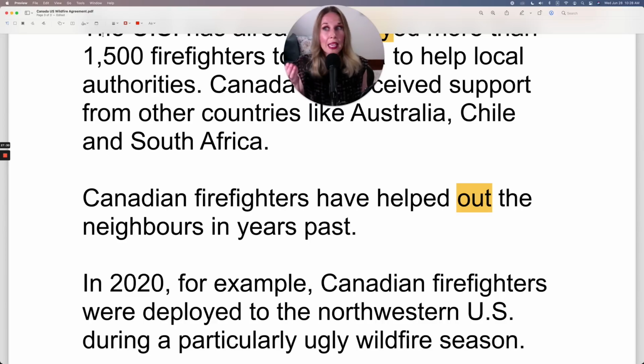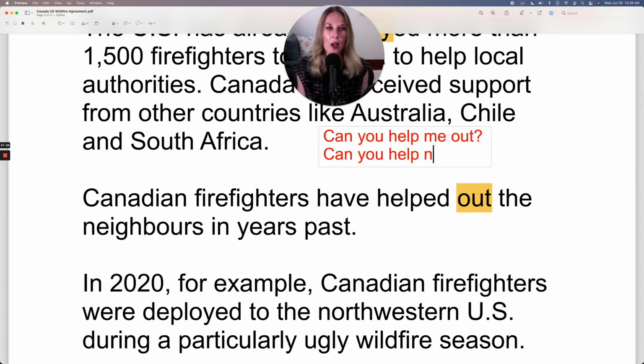Can you help me out? Can you help me? There's no difference there. Can you help me out? Can you help me? But if you do use the phrasal verb, make sure you know the correct placement because you can't say, can you help out me?